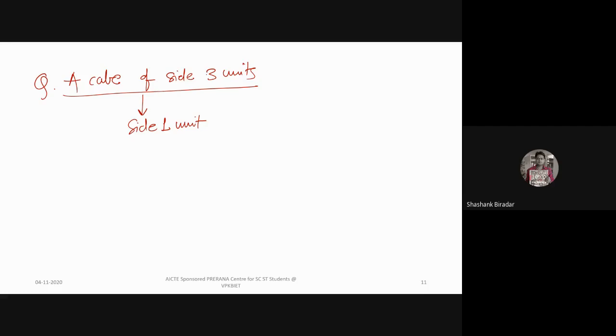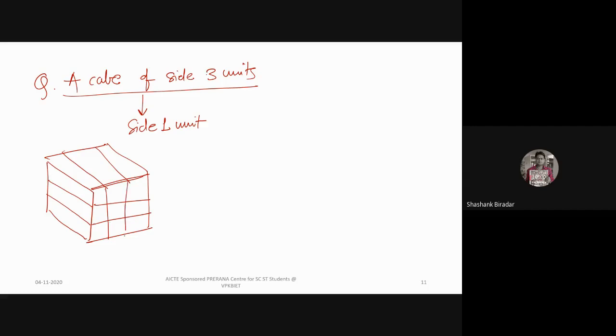I will repeat it again. You have to find the proportion of the number of faces of the smaller cubes visible to those which are not visible. So a cube is formed, basically this is a cube, and it is formed by means of 3 cubes. This side is 3 units, and it is formed by means of smaller cubes of size 1 unit. So like this we can think of. This side is 3 units, and each cube has a side of 1 unit.